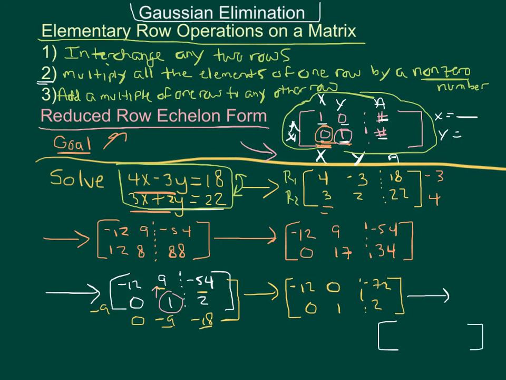So by dividing by negative 12, I've got a 1, 0, and then negative 72 divided by negative 12 gives me a 6. And the bottom equation is 0, 1, and a 2. And so we've done it. We've solved the system. It's now in row-reduced echelon form, and this means that x equals 6 and y equals 2.